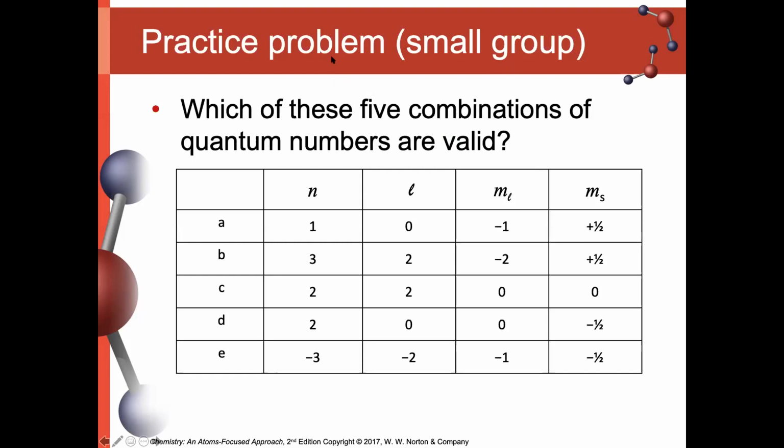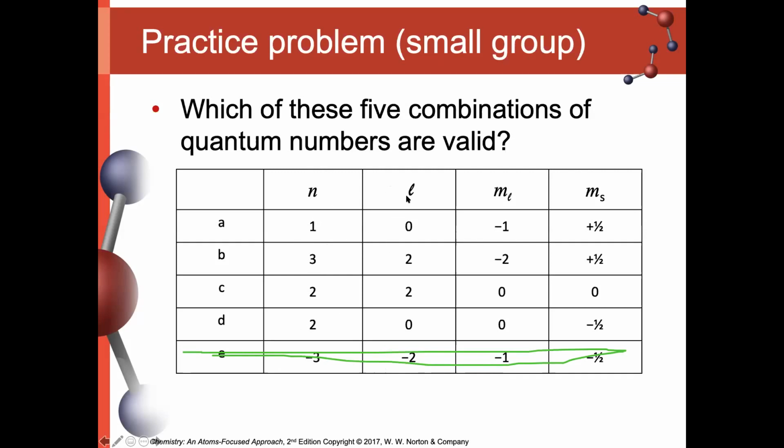And so the way that you approach it is you start with n. Are these values of n possible? And if they're not, then we need to strike it out. So is a value of 1 possible for n? Yes, there's such a thing as a first energy level. There's such a thing as the third energy level. There's such a thing as the second energy level. Is there such a thing as the negative third energy level? No. So E, we do not worry about that one anymore. Okay, so thus far we're okay.